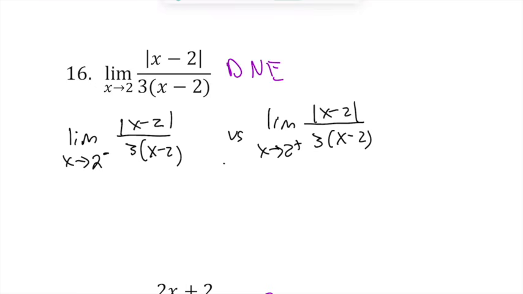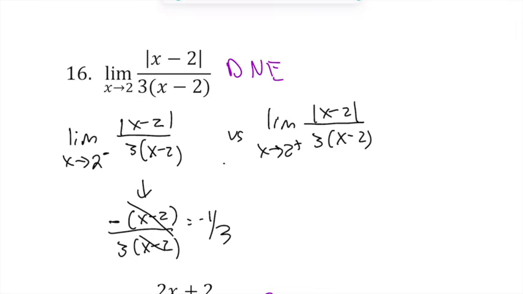Okay, so now as we approach 2 from the left, we're going to be negative because this will be less than 2, like as you approach it from the right. So it's a number minus 2. So you're going to get the negative version of it. So if I wanted to substitute in the piecewise, it's going to be negative x minus 2 over 3 times x minus 2. If you cancel those out, you're going to get negative 1/3.